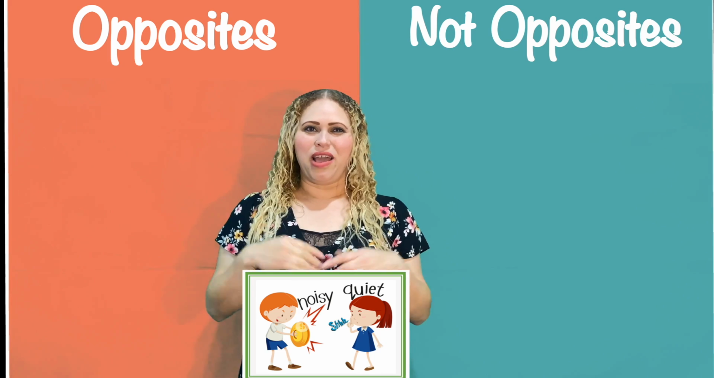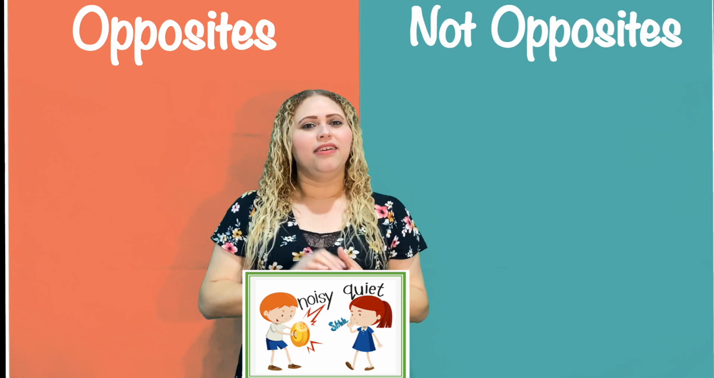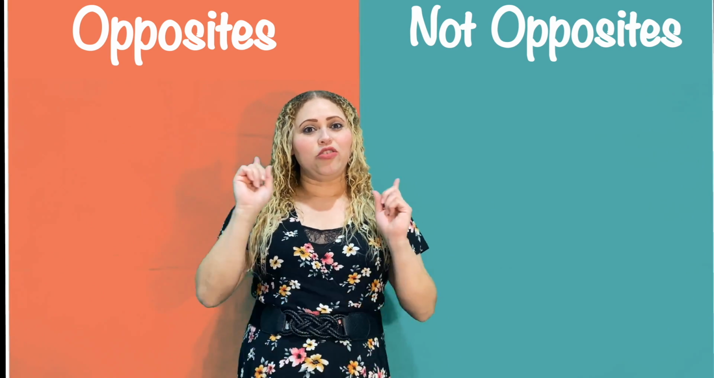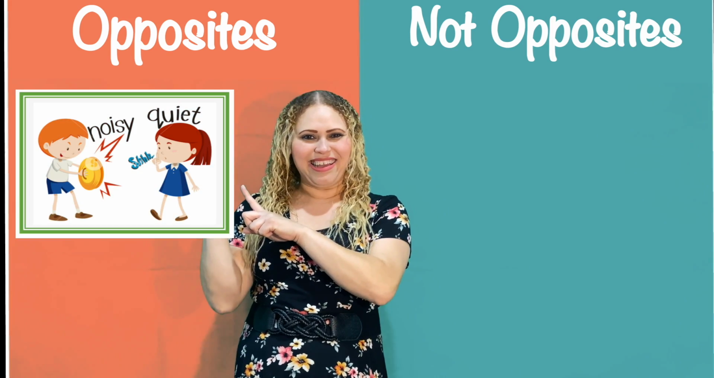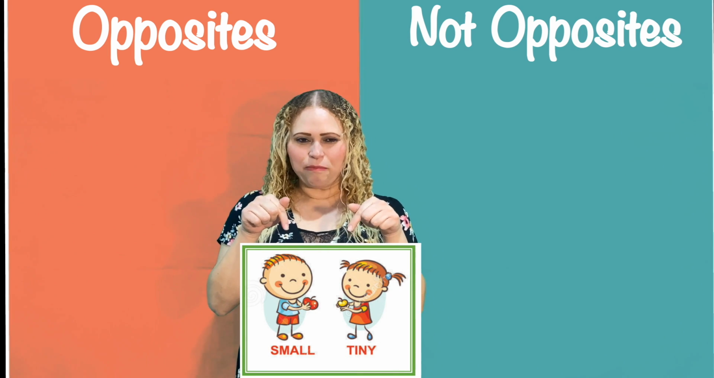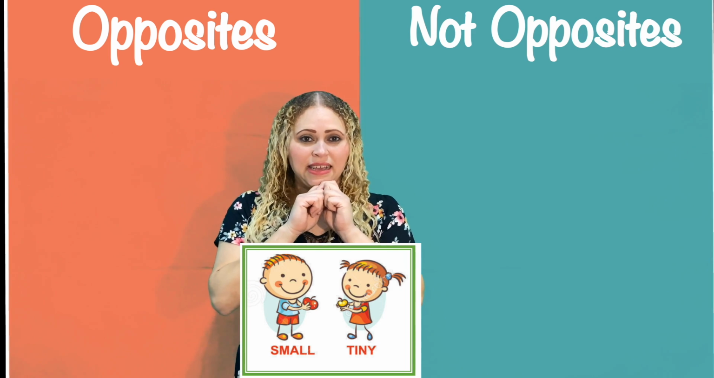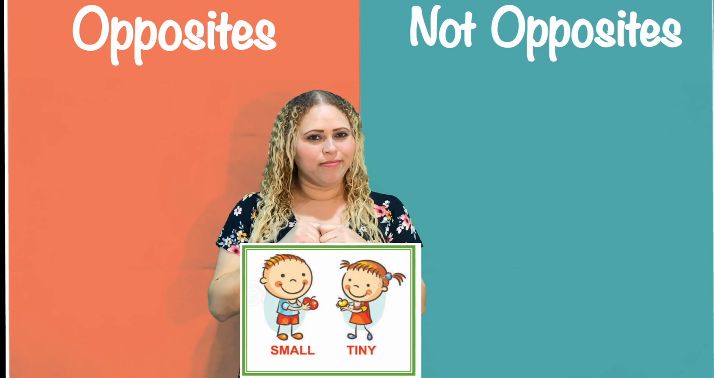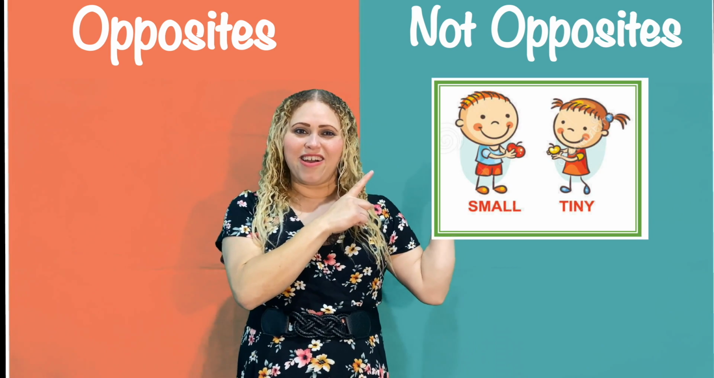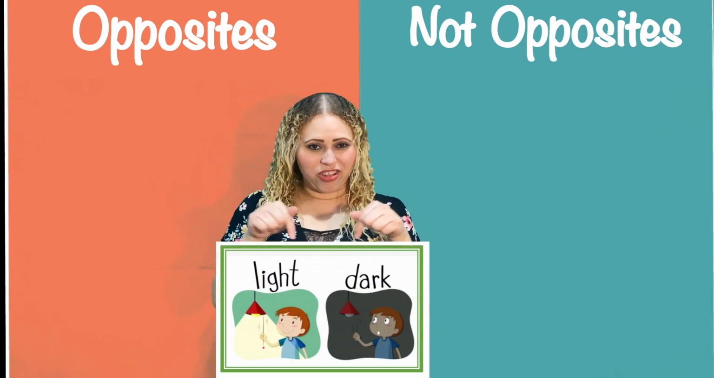The next one, we have noisy, loud, noisy, or quiet. Those two things are different. They are opposite. So that goes in our opposite. Good job. The next image, look at the next image. It says small and tiny. So small and tiny, does that sound like it's different? Nope, that sounds like it's the same thing. So that one goes in the not opposite. Very good.